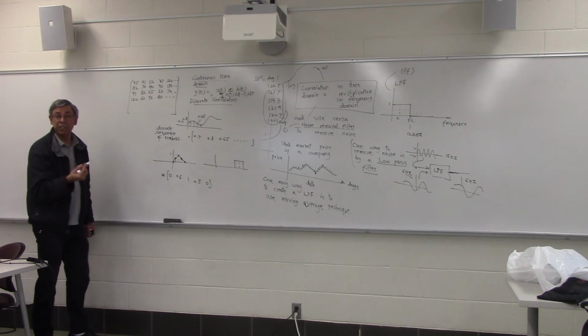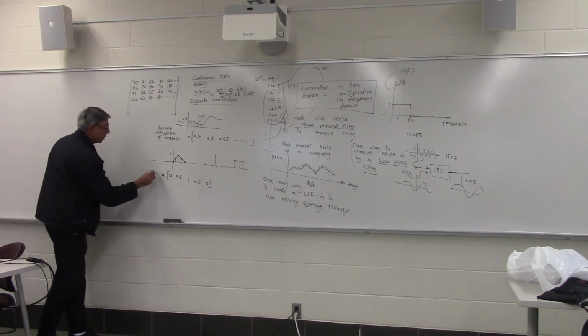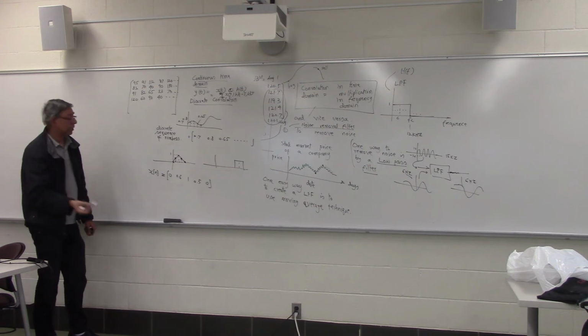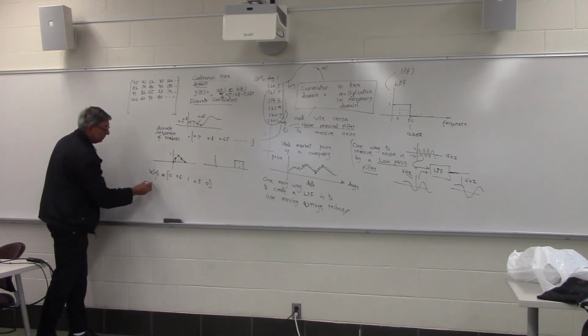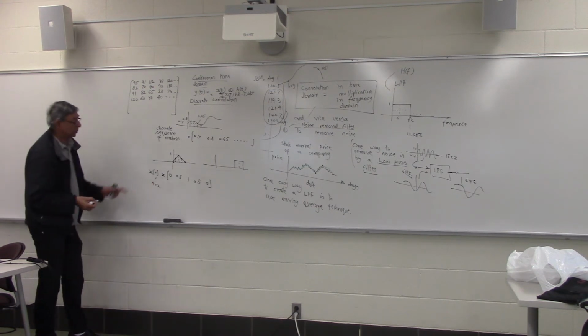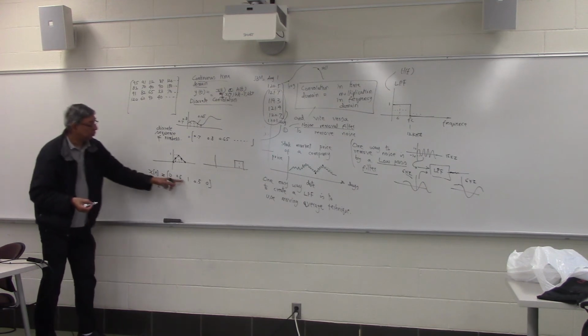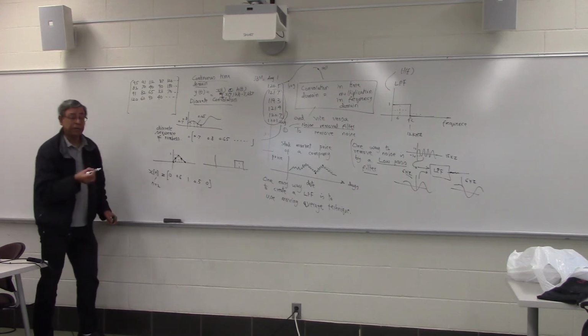Previously, in the continuous domain, we were calling this x of t. Now we will call it x of n. And n could be 0, n could be 1. So if n is 2 as an example, what will be the value of this signal? 1. If n is 3, it will be 0.5, right?